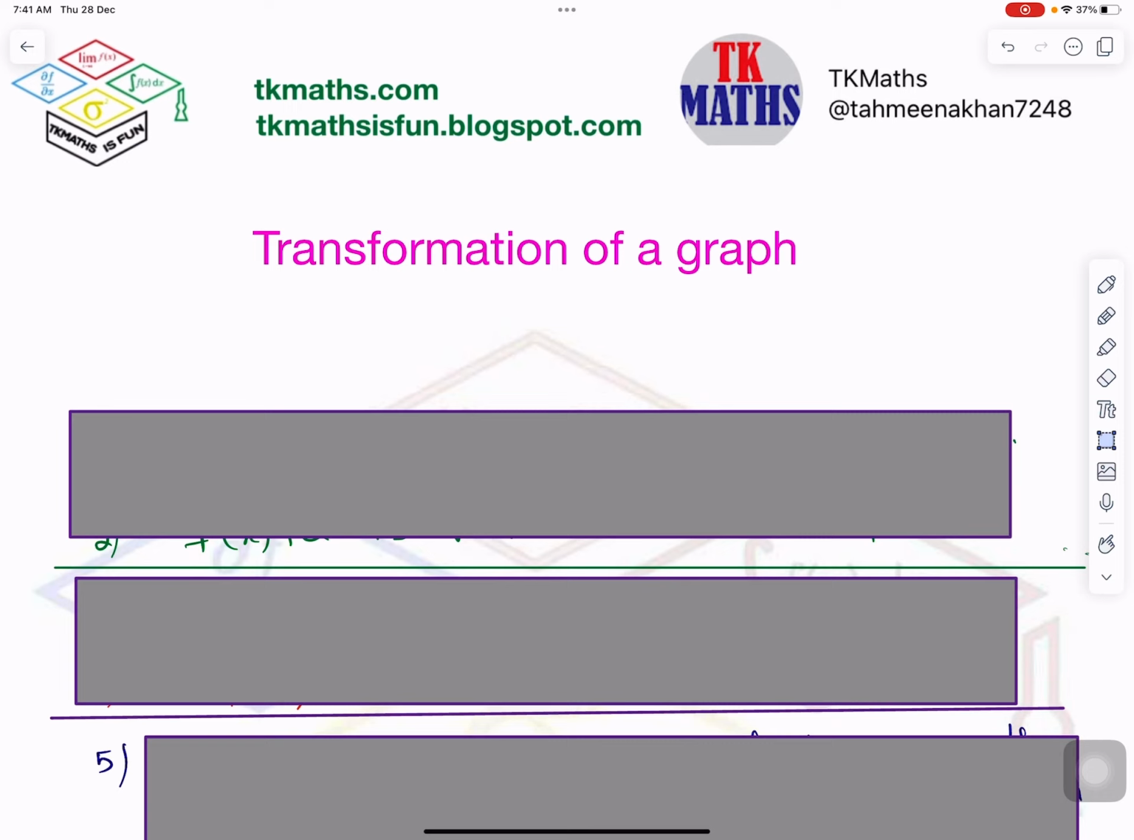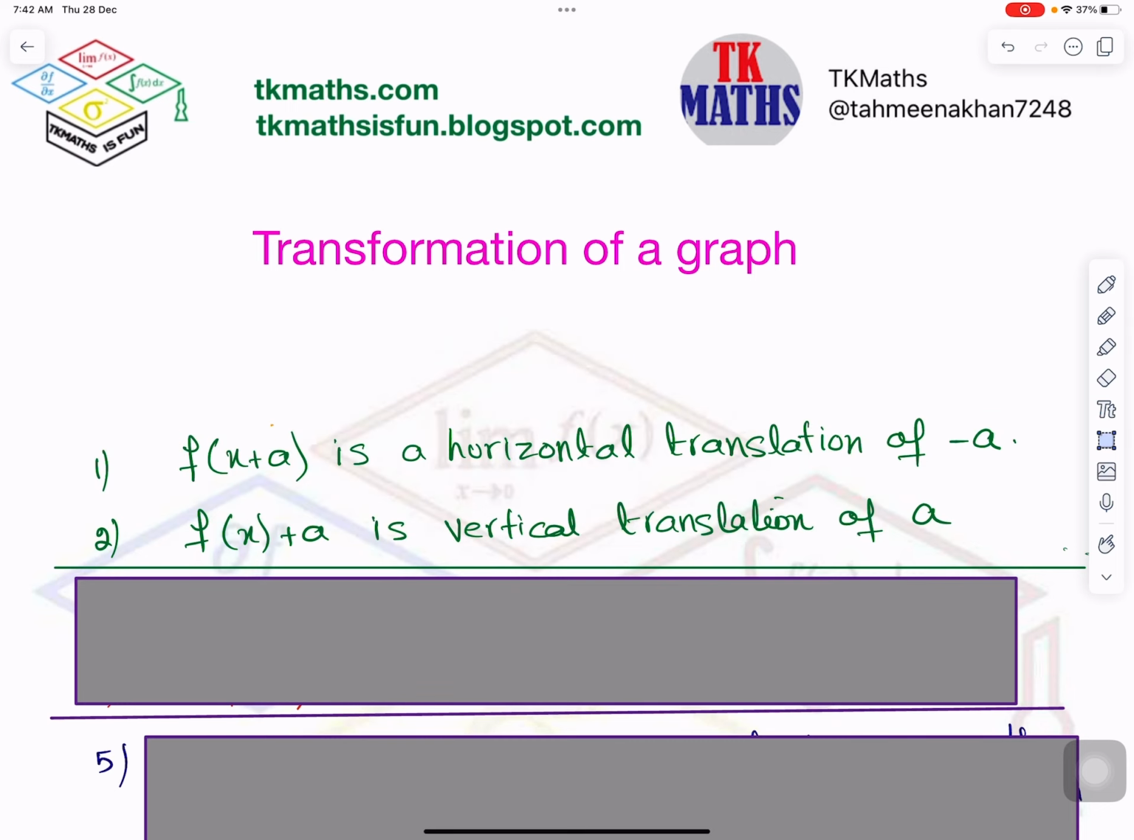In today's video, we will see the concept of transformation of a graph. I have made more videos on this topic and you will find the link in the description below. In this video, we will focus on translation, but in every video, I will explain all the types of transformations so that you can remember by heart by the time you finish watching all these videos.